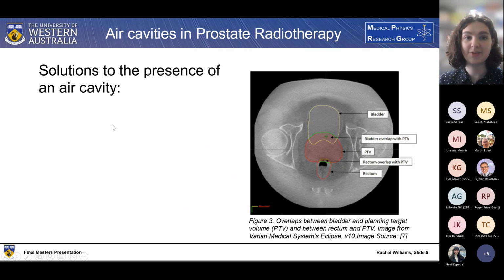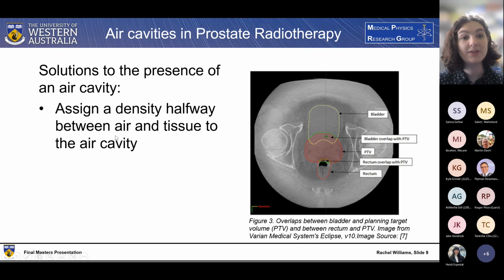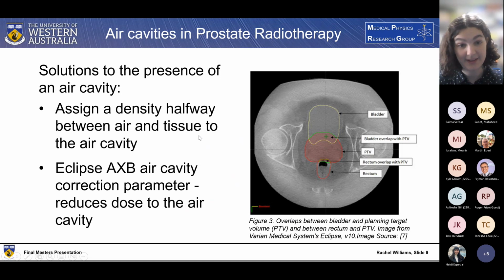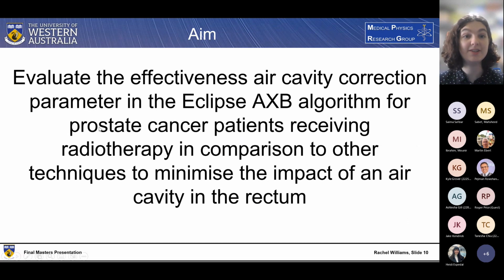There are multiple solutions to dealing with the presence of an air cavity in the rectum. One is to assign a density that's halfway between air and tissue to the air cavity, which assumes that the air cavity may or may not be there during treatment. Another is the Eclipse XB algorithm has its own air cavity correction parameter, which reduces dose to the air cavity. The aim of this project is to evaluate the effectiveness of the air cavity correction parameter in the Eclipse XB algorithm for prostate cancer patients receiving radiotherapy in comparison to other techniques in order to minimize the impact of an air cavity in the rectum.